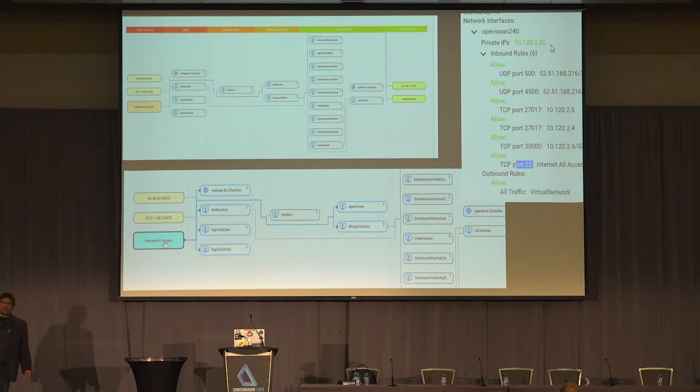Anyone know? What are we doing with port 22? Come on, you guys know. Say it out loud. It's okay, come on, interactive, wake you up. That way I know you're here. It's SSH. They need to SSH to the system.